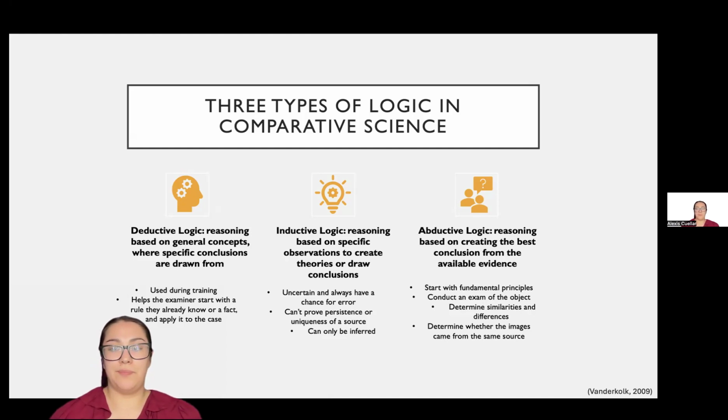Now, abductive logic is reasoning based on creating the best possible explanation from the given evidence. So the expert is supposed to start with the fundamentals first, as well as the facts. This would include the examination of the object, determining whether there are similarities or differences, and whether or not they came from the same source.